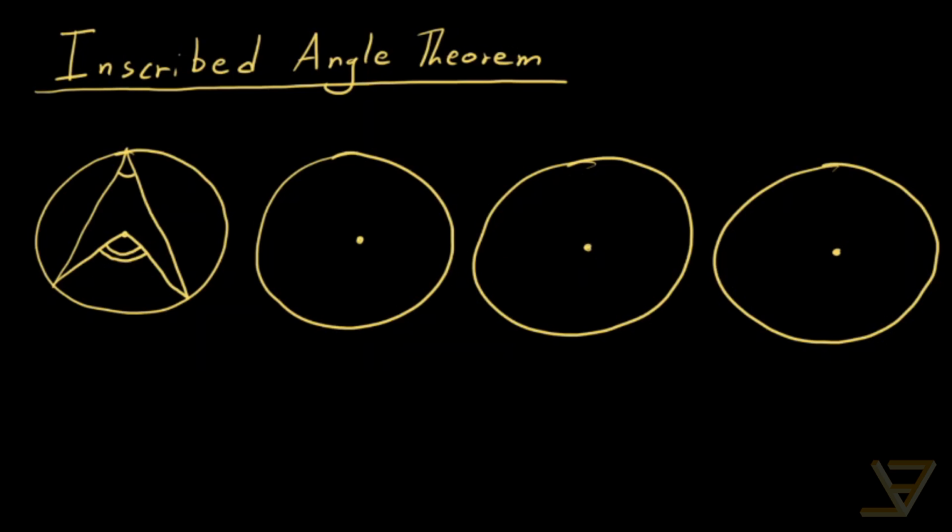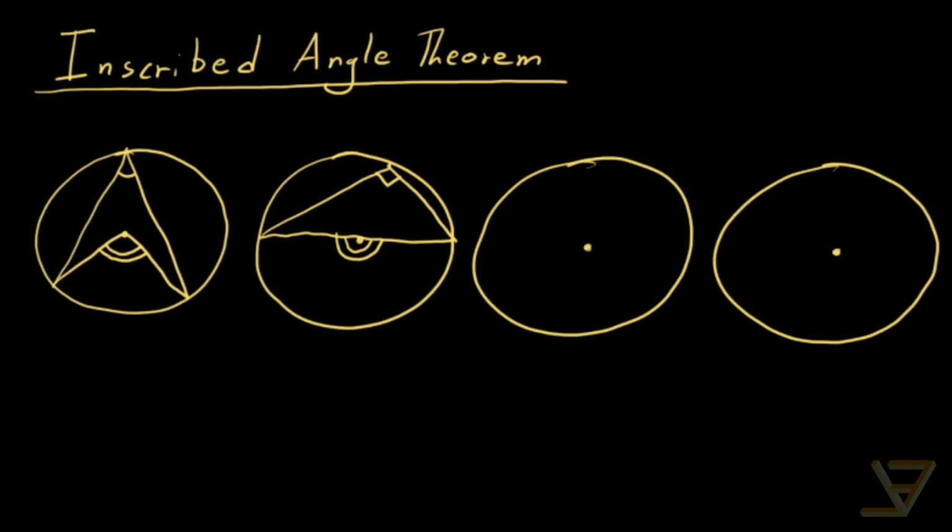The second case is what is called Thales' theorem. It's where we have a diameter as well as an inscribed angle. And in this case, we have a right angle up here, which is half of the 180-degree angle down here.